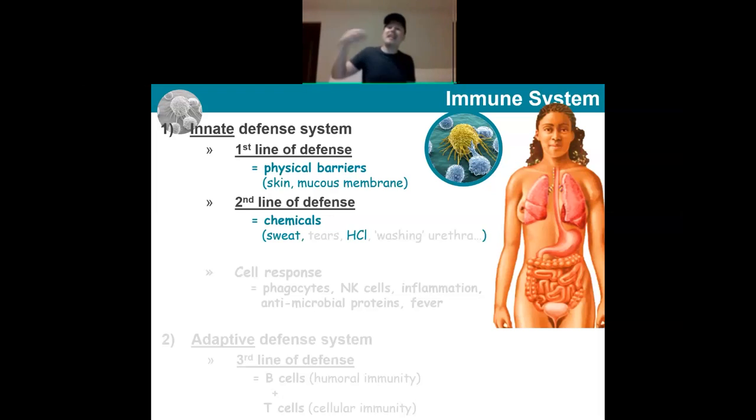So we kill anything that gets that far by a chemical defense, the second line of defense of the innate immunity, through stomach acids. Tears are another good one. What we end up finding is that it's really easy for most chemicals and most microbes to get into your body through your eyes.